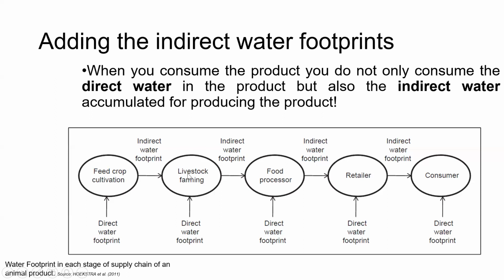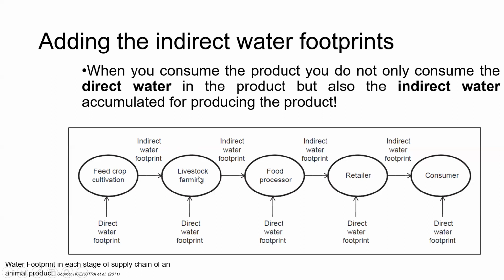Then what will be the indirect? This feed crop will be utilized by any livestock or any animal, and that is known as indirect water footprint. And these animals are consuming direct water, which they are drinking, that is known as direct water footprint. But whatever feed crop they are eating, the direct footprint for feed crop cultivation is the indirect footprint for livestock farming.